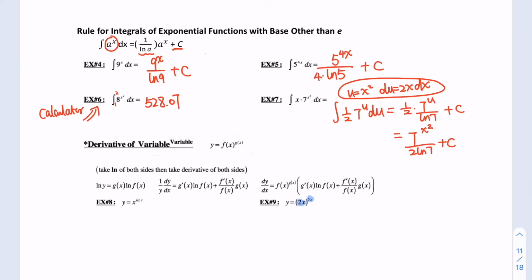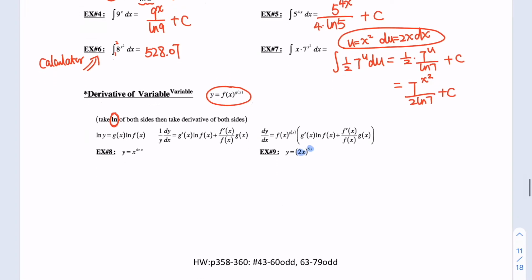Okay, for the problems in the form f of x to the g of x, this is not exponential form. It looks like it's exponential. However, you cannot take the derivative directly. There's no formula for us to use. In this case, we are going to use ln. With the help of ln, we are going to take the derivative. Let me show you example 8.